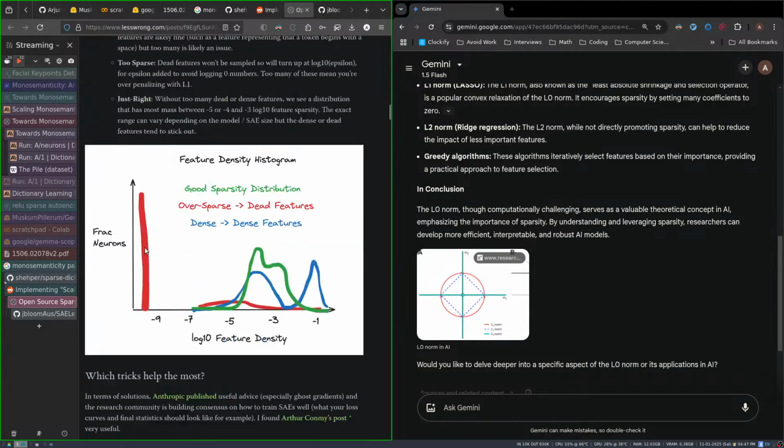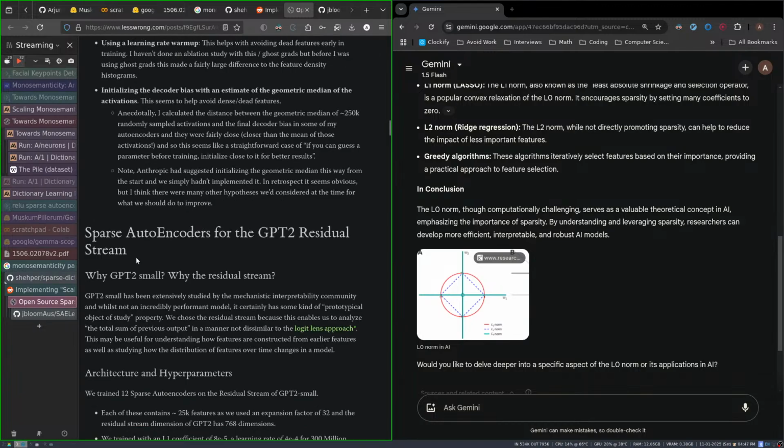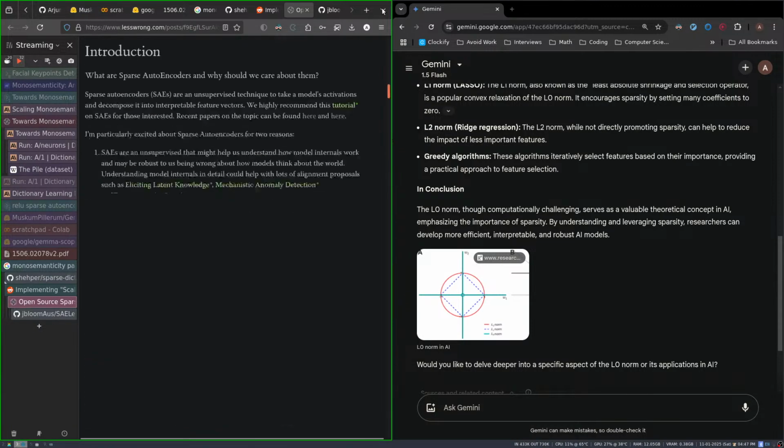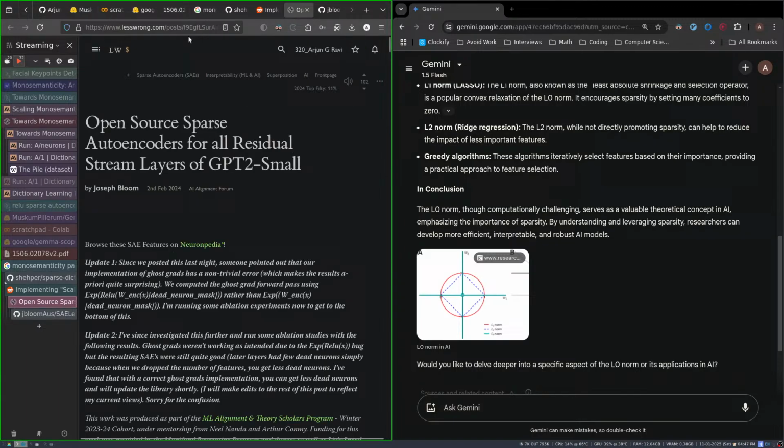Okay, I kind of want to read this. But we will continue in the paper now.